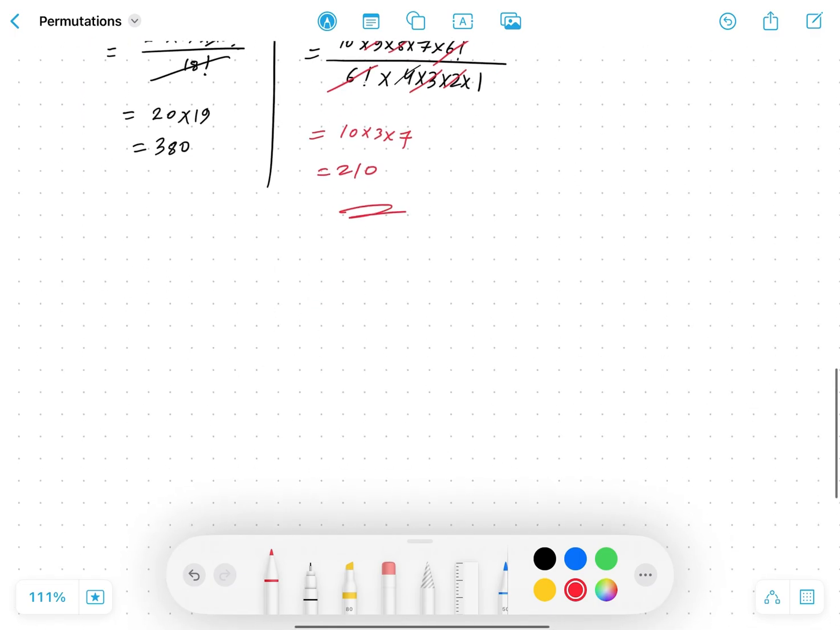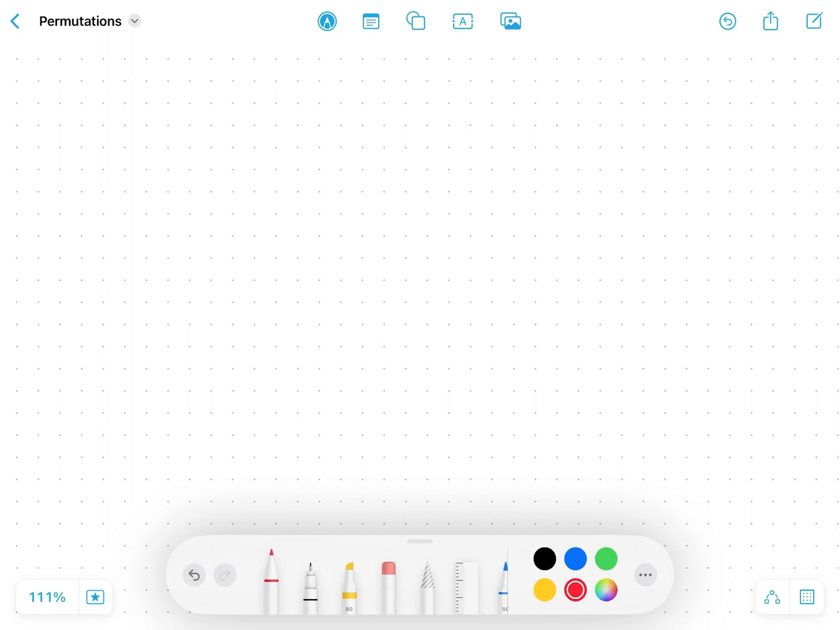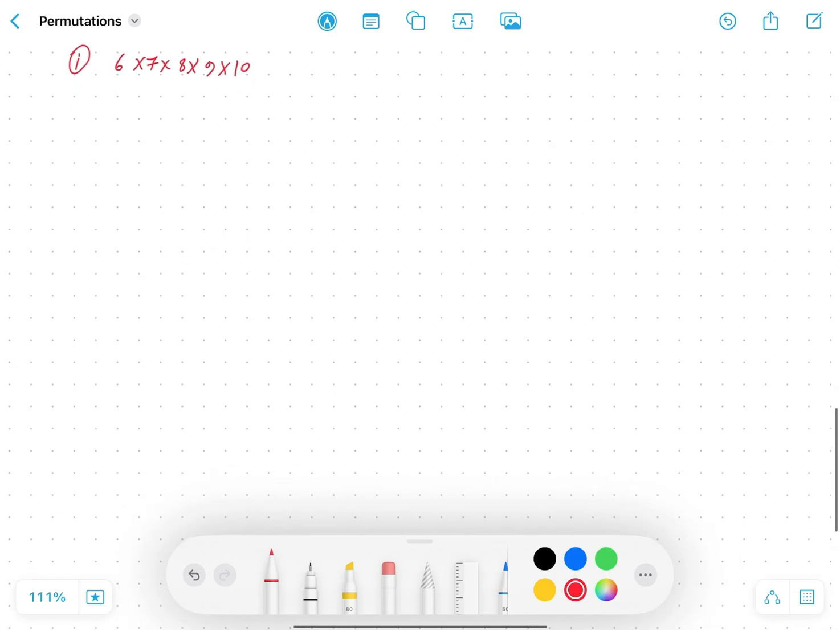Now let us take some more examples. Say let us convert some numbers, say 6 into 7 into 8 into 9 into 10. We want to convert this number into factorial. Now how should we do this? So here we have 6 into 7 into 8 into 9 into 10. That means in order to write it in 10 factorial form, what we need is 1 into 2 into 3 into 4 into 5.